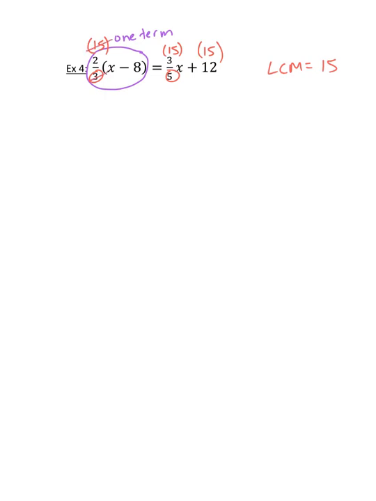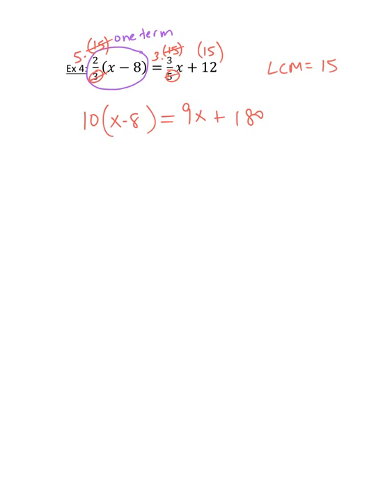15 divided by 3 is 5. And I'm going to multiply. 5 times 2 is 10, and I'm going to bring down the parentheses like that. Okay, so the parentheses stay the same because it's all one term. I bring down the equal sign, I divide. 15 divided by 5 is 3. 3 times 3x is 9x. And then I multiply 15 times 12, which is going to give us 180.